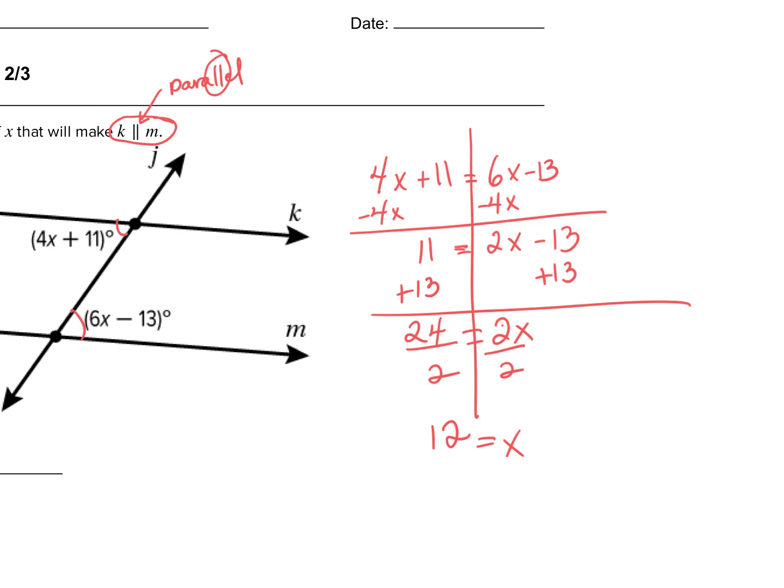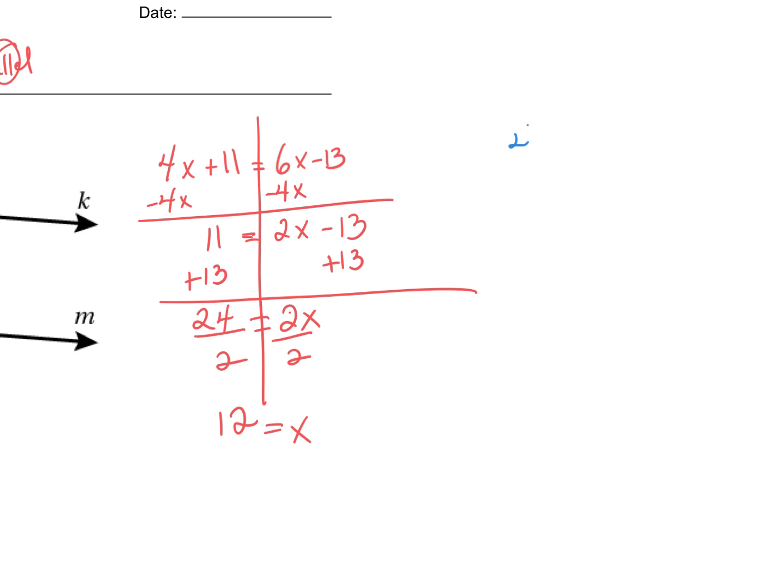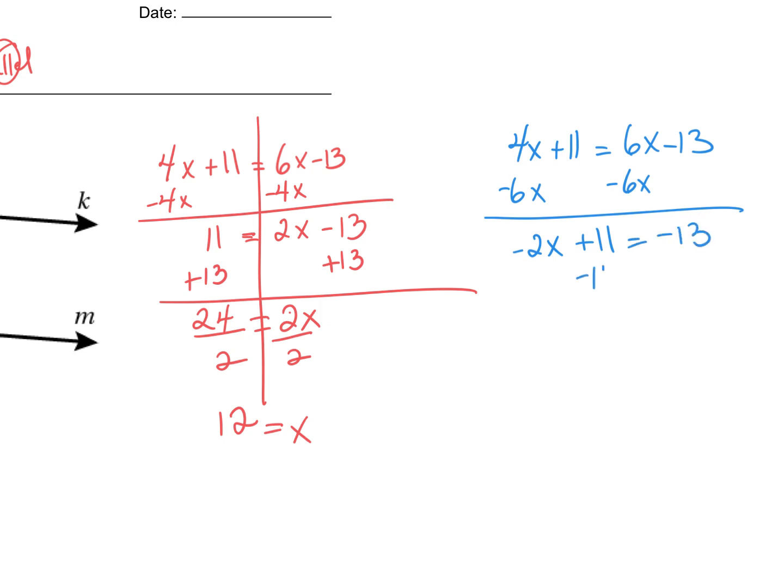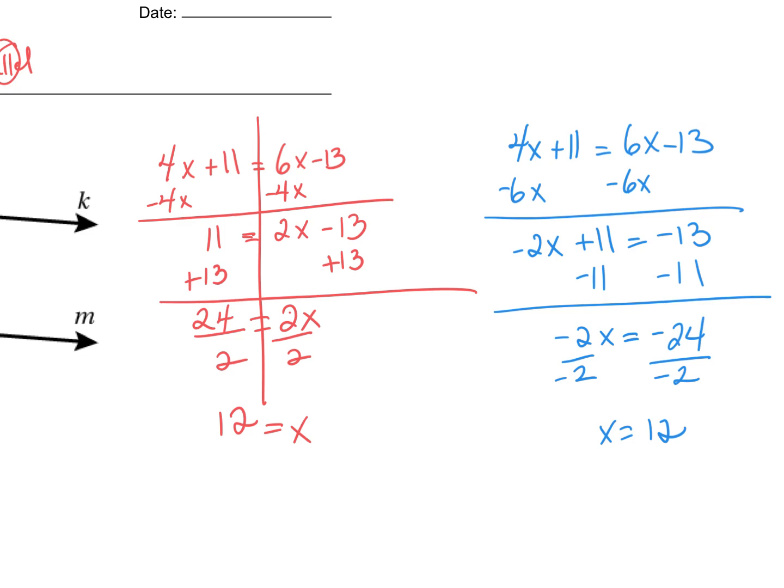Now, obviously, you could have done it differently. You could have subtracted 6 from both sides, so that your variables went to the left and your numbers went to the right. You'll notice that you get the same answer. The only difference is that your 2x and your 24 are negative. But your final answer will still be a positive 12, because a negative divided by a negative is a positive.